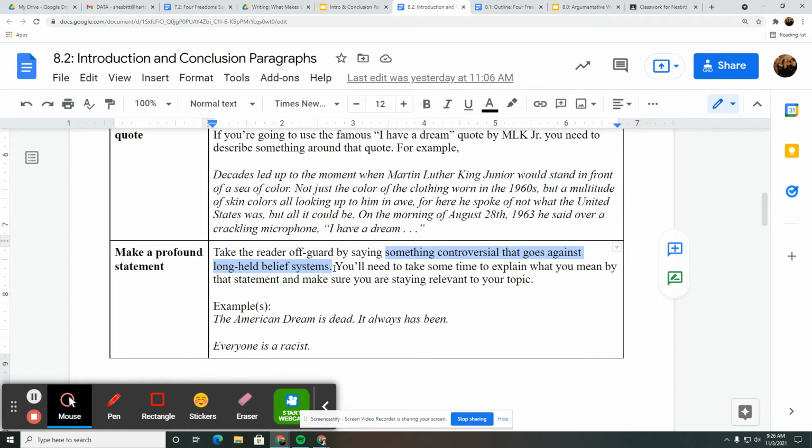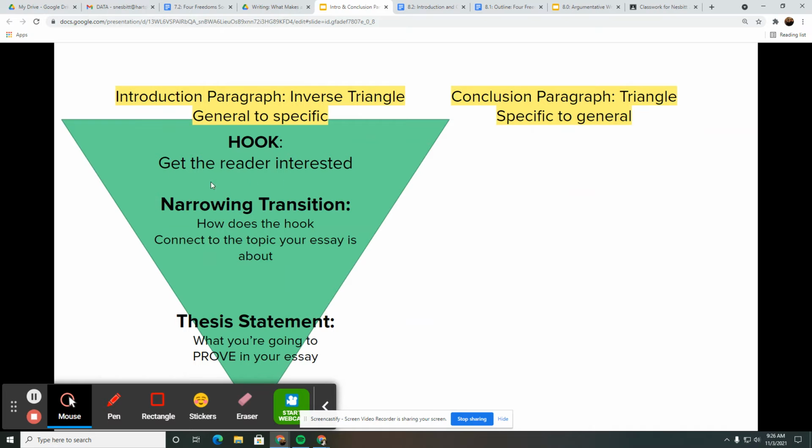So you want to start with that statement, and then you need to take a little bit of time to explain what you mean. So the example is, the American dream is dead, period. It always has been, period. That is a profound statement, right? So you could say that, and then you would explain what you mean by that and how it connects to your overall point. So going back, that's what your hook is. Those are 3 different ways you can do that.